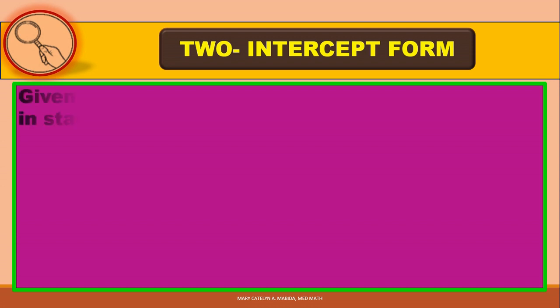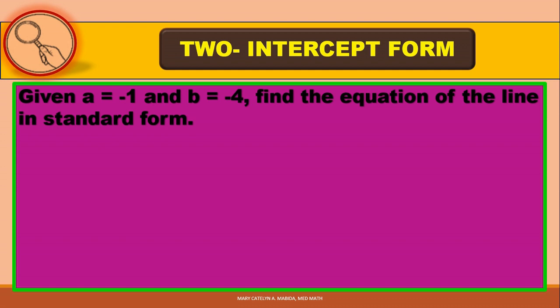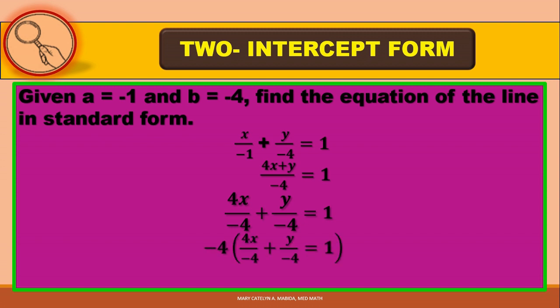So let's try that. Given a is equal to negative 1 and b is equal to 4, find the equation of the line in standard form. Using the formula x over a plus y over b is equal to 1, substitute the given values. So x over negative 1 plus y over negative 4 is equal to 1. Use the GCF to solve the equation. Remember the rule in adding fractions. So 4x plus y over negative 4 is equal to 1. And since the form is in the fraction form, multiply both sides with the GCF, which is negative 4, to cancel the denominator. And our standard form is 4x plus y is equal to negative 4.